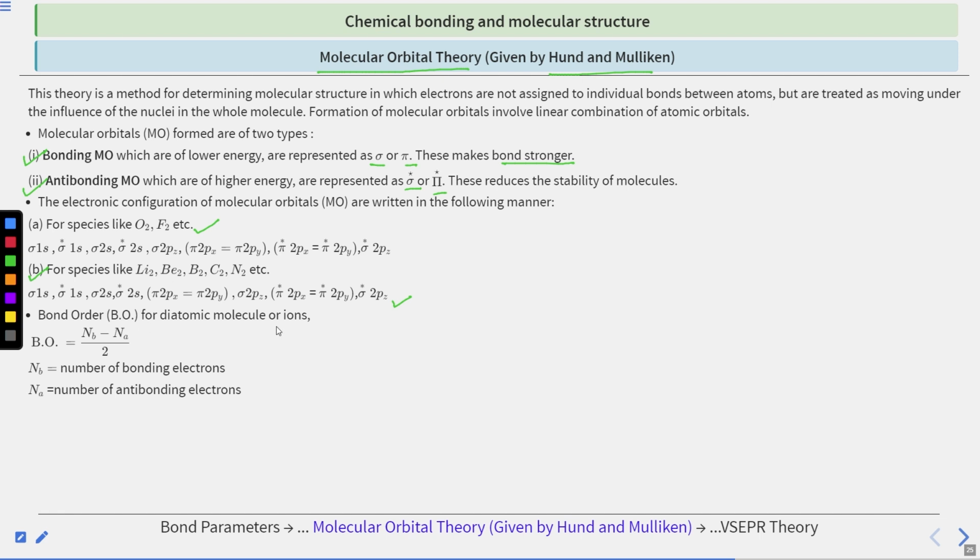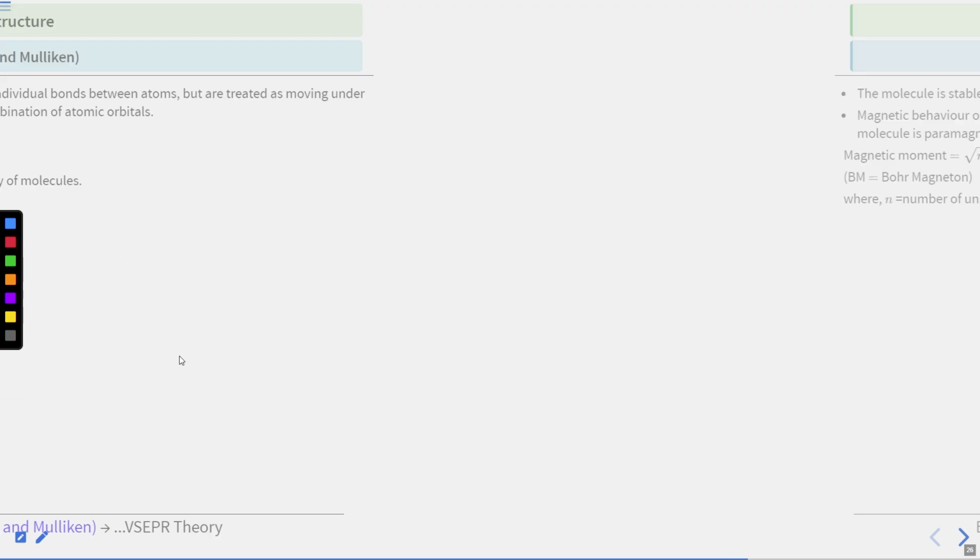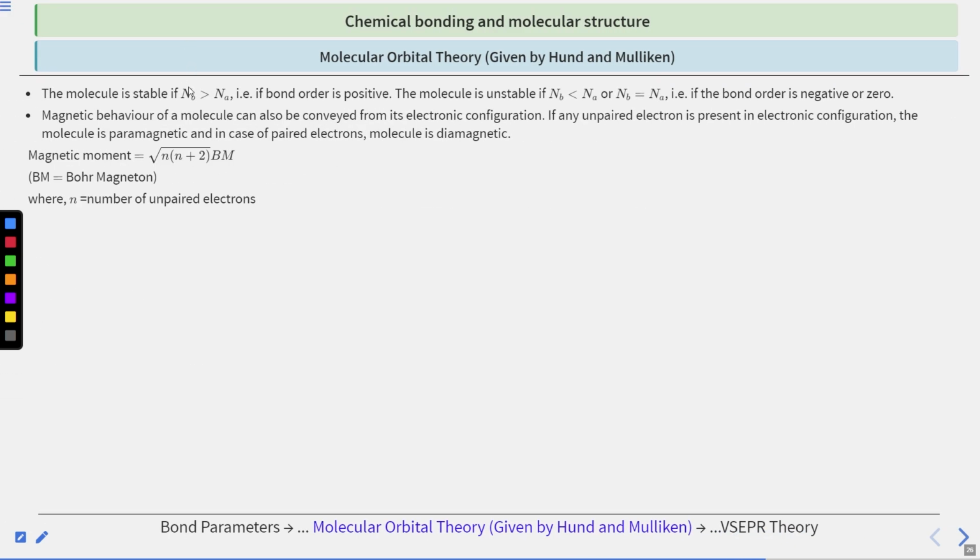Bond order for diatomic molecules or ions will be given by Nb minus Na upon 2, where Nb is the number of bonding electrons and Na is the number of anti-bonding electrons. The difference in both, divided by 2, comes out as our bond order. The molecule is considered to be stable if Nb is greater than Na, that is, if bond order is positive. The molecule is unstable if Nb is less than Na or Nb equals Na, that is, if bond order is negative or 0.